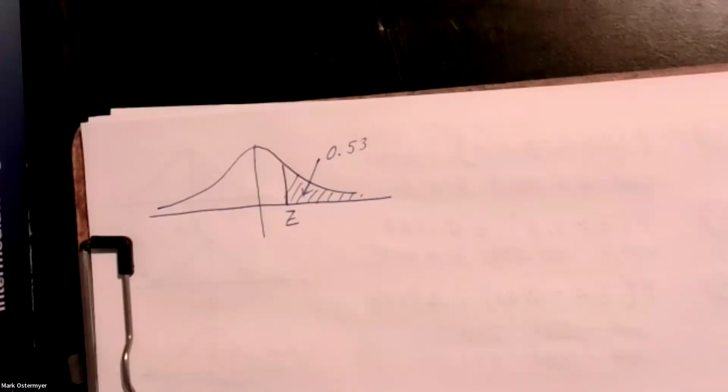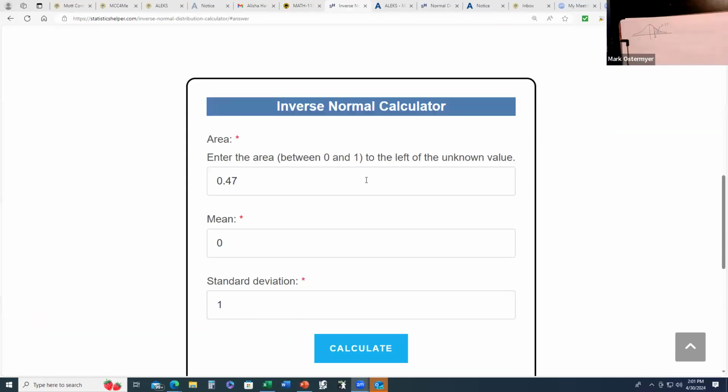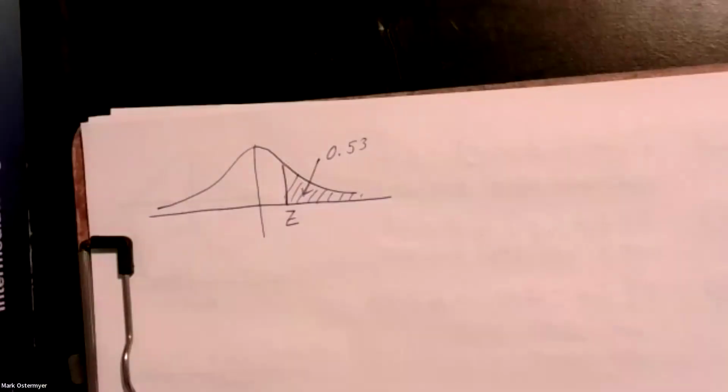Because, ladies and gentlemen, the calculator doesn't work that way. Notice this calculator says it must be an area to the left of the unknown Z value, to the left, never to the right. So how can I remedy this situation? How can I find an unknown Z value using this calculator if I don't have the area to the left? Anybody? How can I find that area to the left?